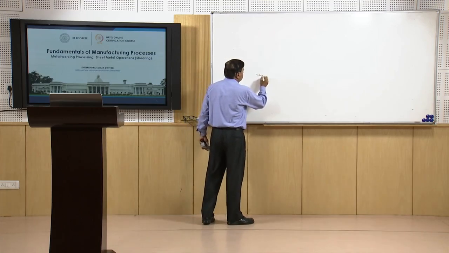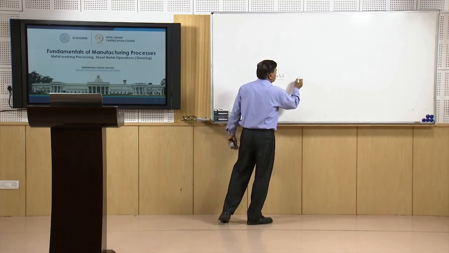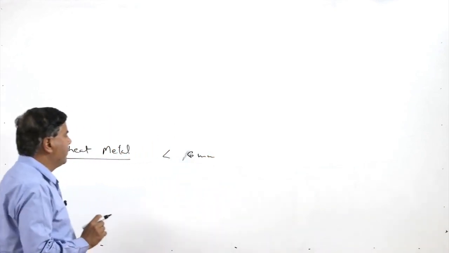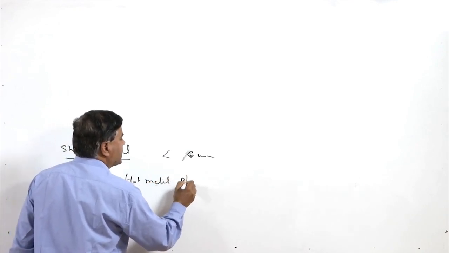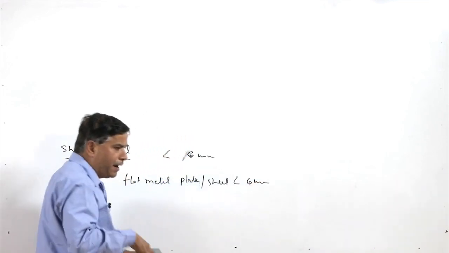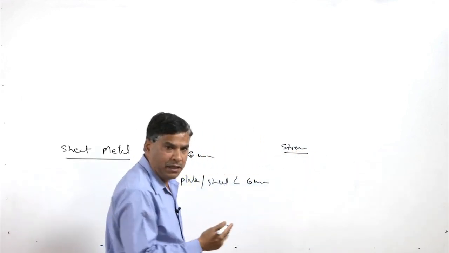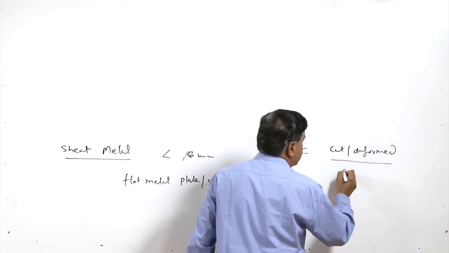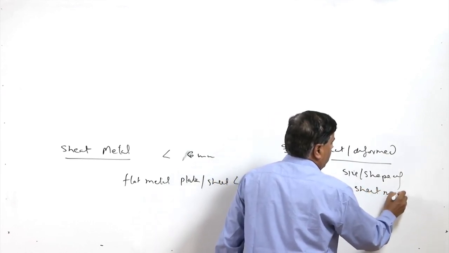But in case of sheet metal, instead of bulk material, sheet metals are used, which generally have a thickness less than 6 mm. So these flat metallic plates or sheets having thickness less than 6 mm are subjected to pressure to induce a variety of stresses, so that the metal can either be cut or be deformed, so that the desired size and shape of the sheet metal can be achieved.